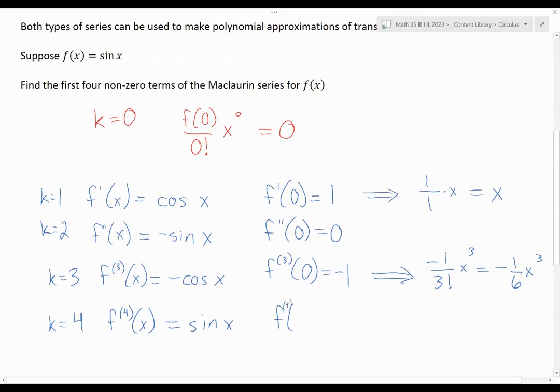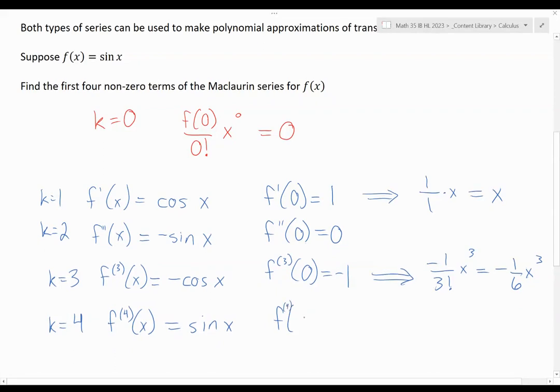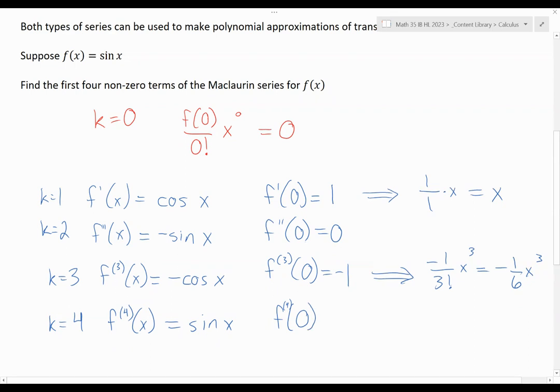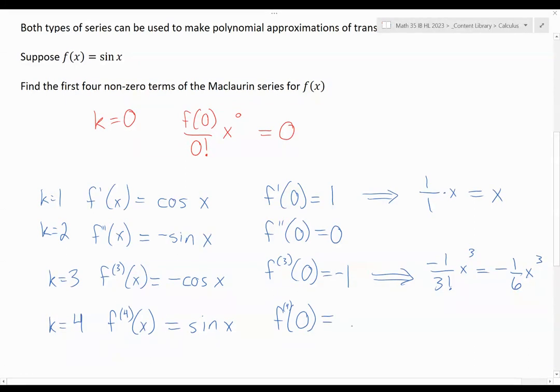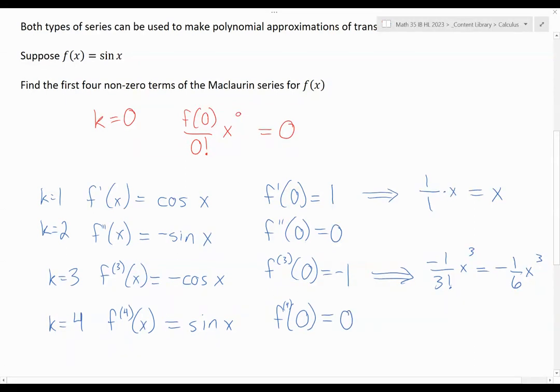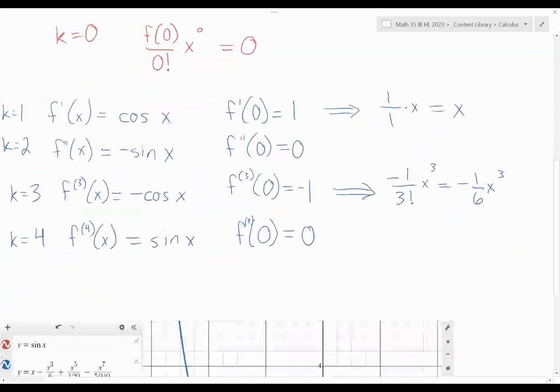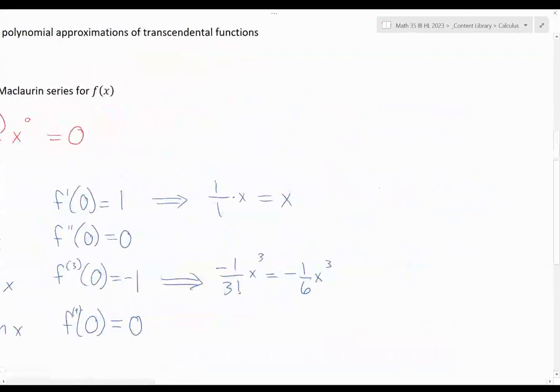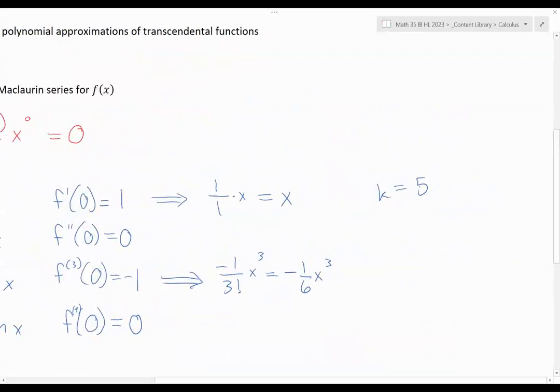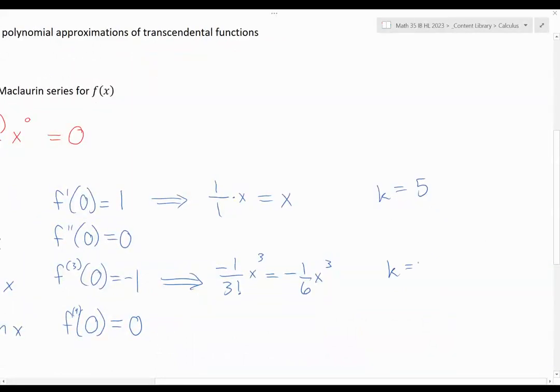So what I see is I'm actually going to end up in a cycle. So that's going to be helpful. That means I don't have to keep finding derivatives by hand. It does mean here I have a 0 term. So what this means is I'm going to have 0 terms for each time k is even. And so I'm only going to have non-zero terms when k is odd. So I need to figure out then, what do I have when k equals 5 and when k equals 7.